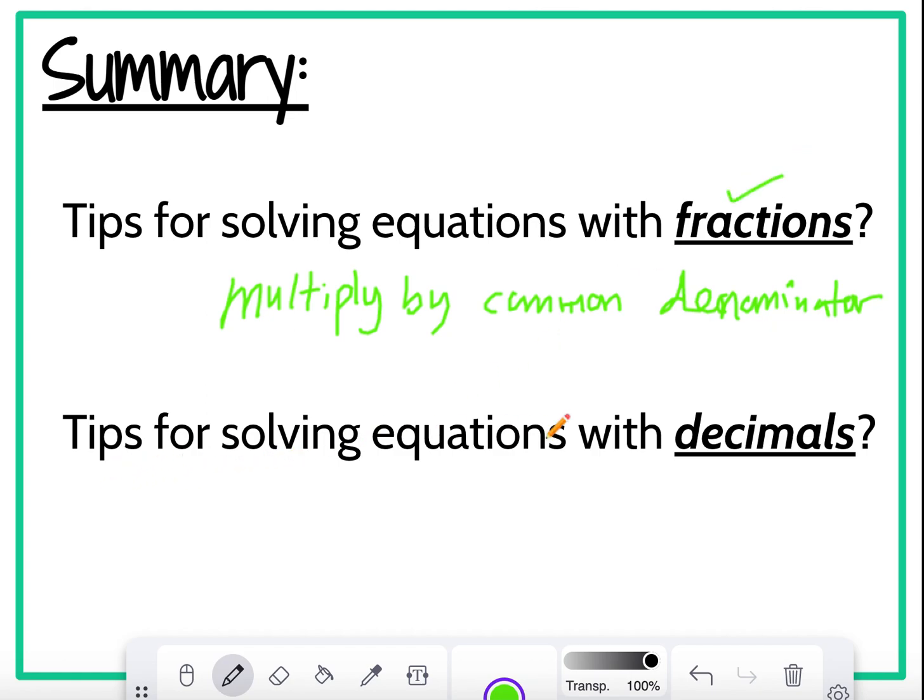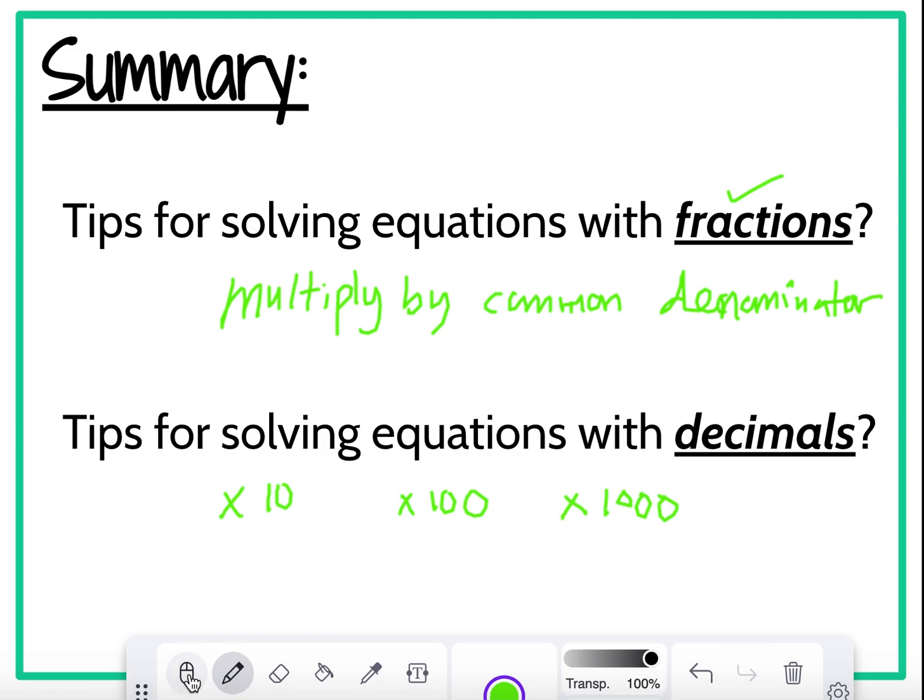Perfect. Okay, now tips for solving equations with decimals. What do we do with the decimals? How do we get rid of them? Well, we multiplied by 10, or we multiplied by 100, or if we want to move the decimal point 3 times, we can multiply by 1,000, but we cleared the decimals by using that little trick. Okay, so that's what we did there.